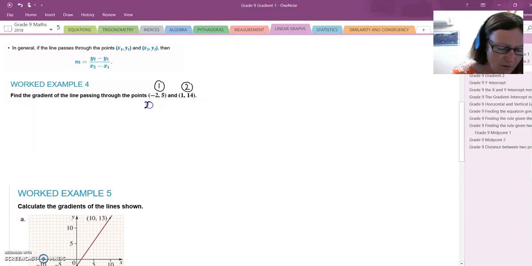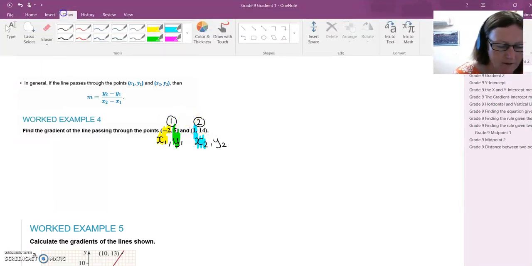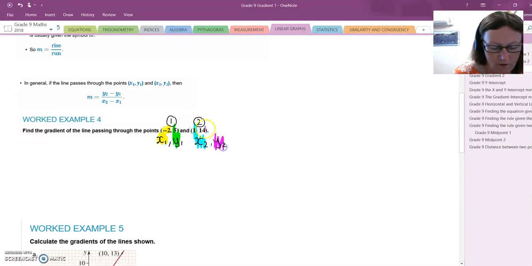This is the x-coordinate of point 1. The 5 is the y-coordinate of point 1. With point 2, 1 is the x-coordinate and 14 is the y-coordinate. So in other words, we've got negative 2 as x1, we've got 5 as y1, we've got x2 being 1, and we've got y2 being 14.